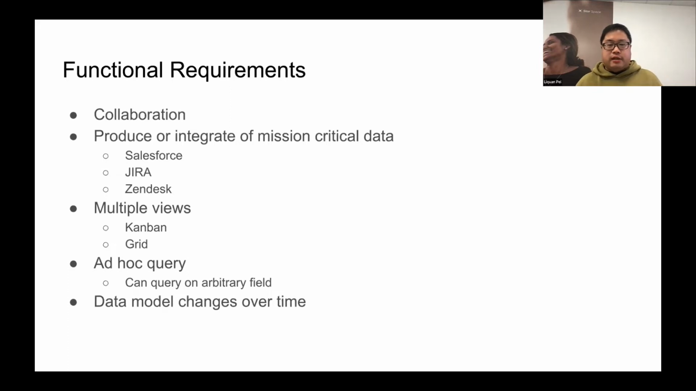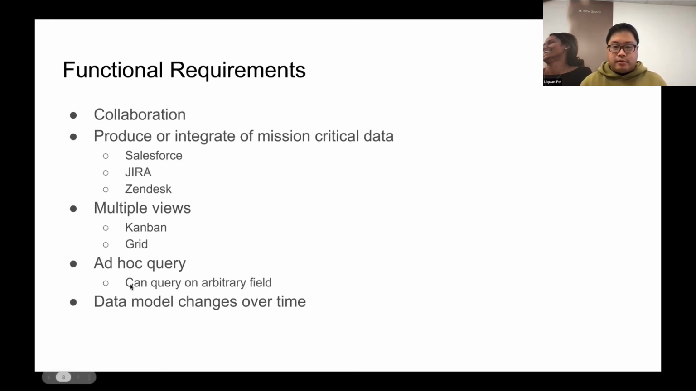For example, they can integrate data from Salesforce, Jira, Zendesk, and maybe your favorite product management tools. And then they need to provide multiple views, for example, time-bound views and grid views for different users. And then they also need to query the data, and the data can be an arbitrary field because you don't know. You may want to explore data and figure out some insights from the data on the fly. And that query can be very ad hoc. It can be sales performance, it can be other things.